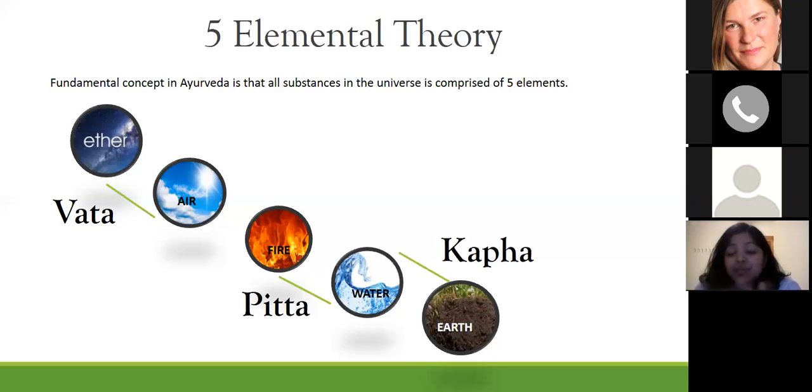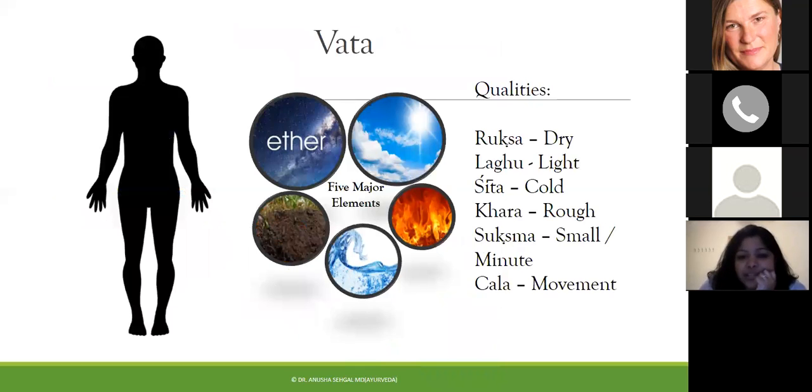And the grossest element of all, which is earth, is a combination of all these other elements put together. That's how we have the earth element. So in looking at this evolution of the elements from the most subtle to the most gross, we can also understand why we have certain qualities that are associated with Vata, Pitta, and Kapha. Vata being the most subtle of the doshas, and Kapha being the most gross and the most stable of the three doshas. Okay? So what are the qualities that are associated with Vata?